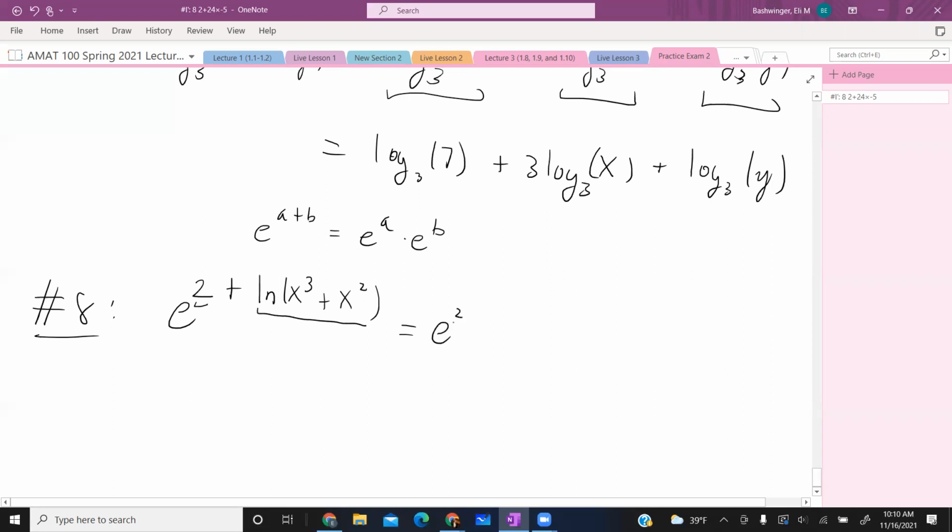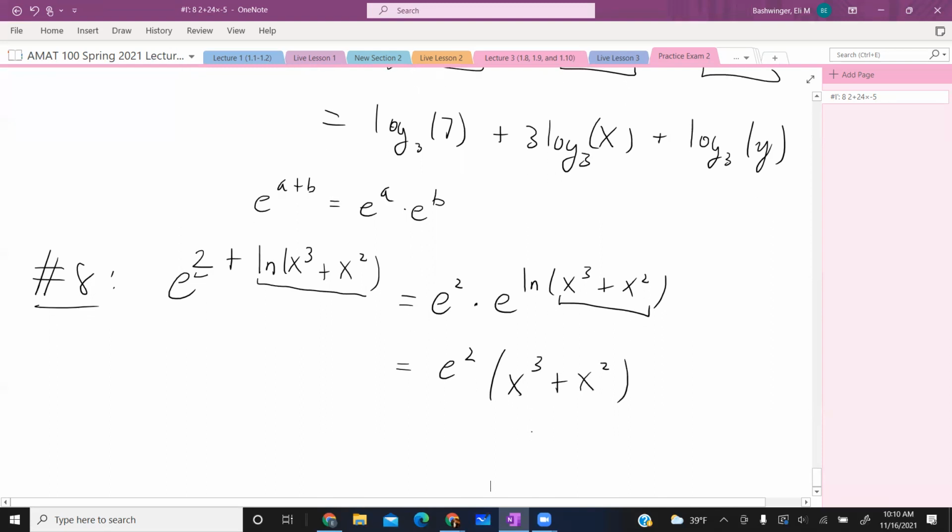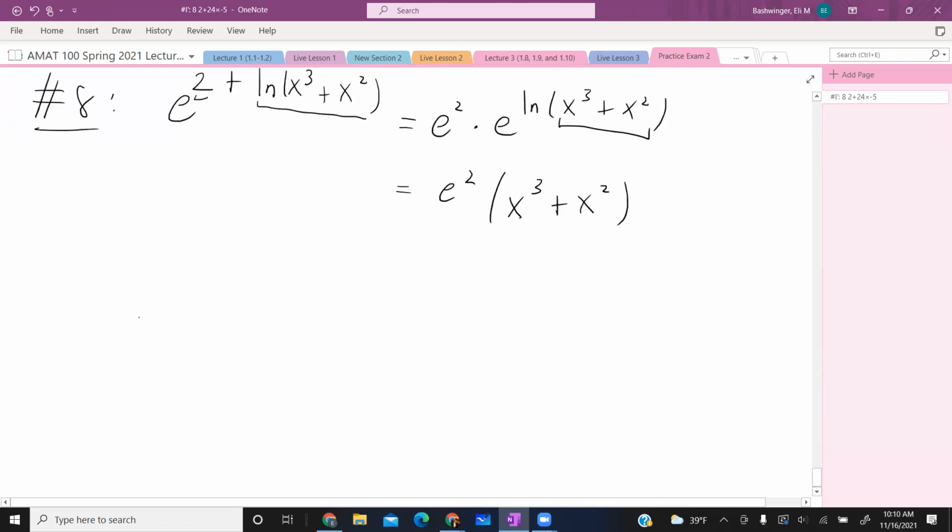So we get e to the 2nd power times e to the ln of x cubed plus x squared. And then we need to use the fact that the natural log and the exponential are inverses of each other, so they cancel, and what we get left is the argument of the logarithm, which is that, and that will be the answer for number 8.